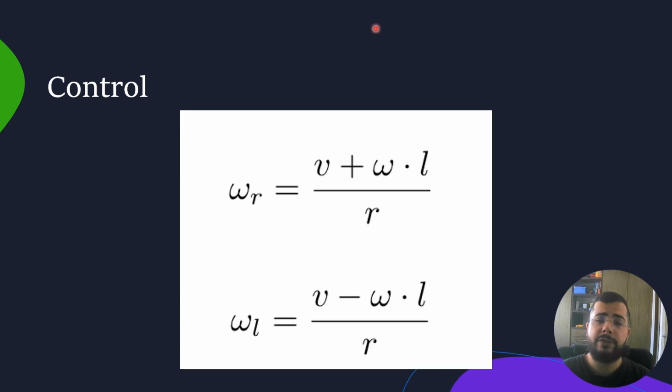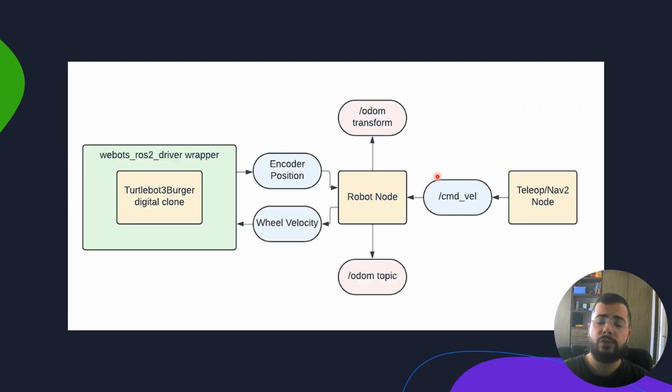We can also use an inverse of these equations to receive a velocity command with a linear and angular velocity components and transform it into the angular velocity of each of the wheels. With these equations, we can receive a velocity command, transform it into angular velocities, and send it to the simulation, and also receive the information from the encoder and use it to perform odometry of the robot. We can then send this odometry through a topic.